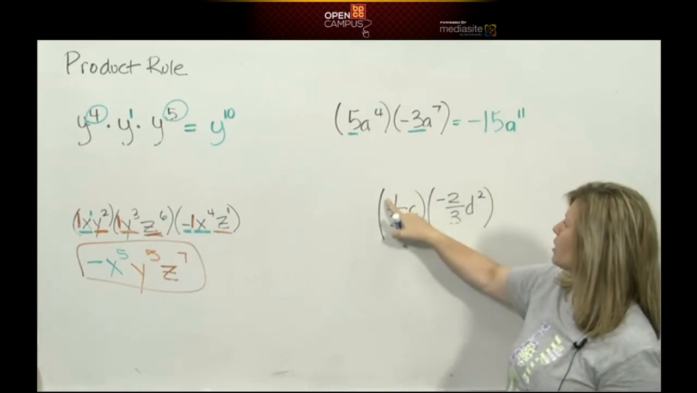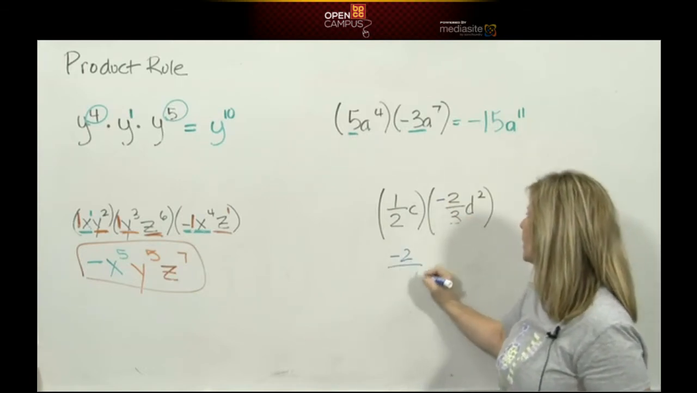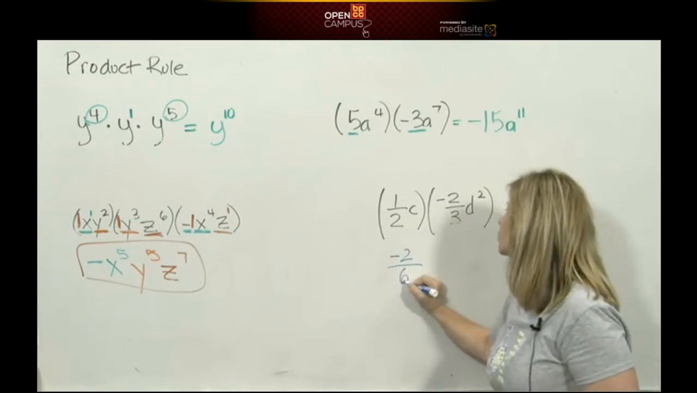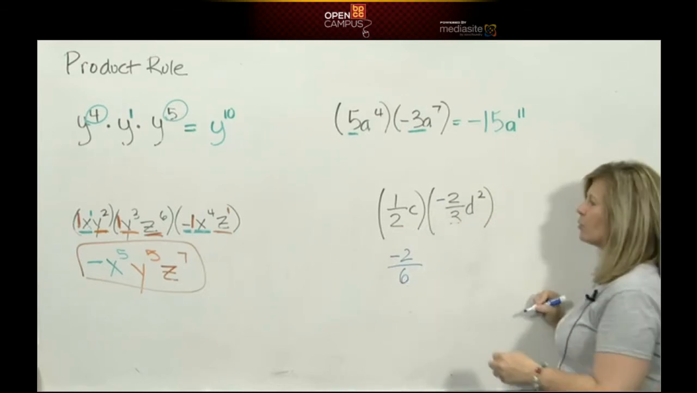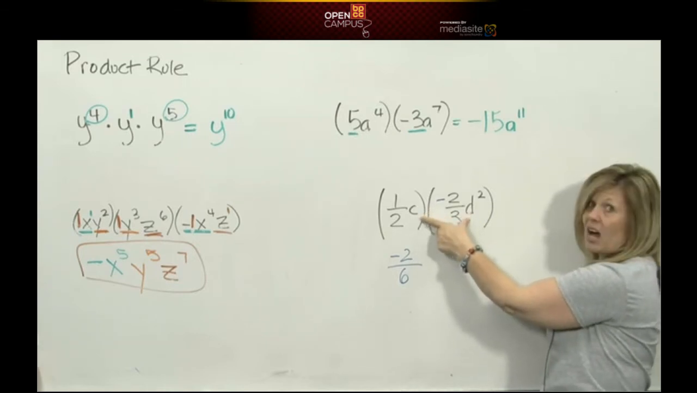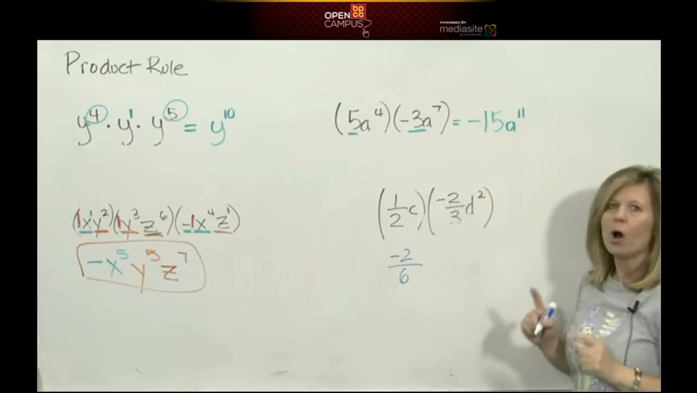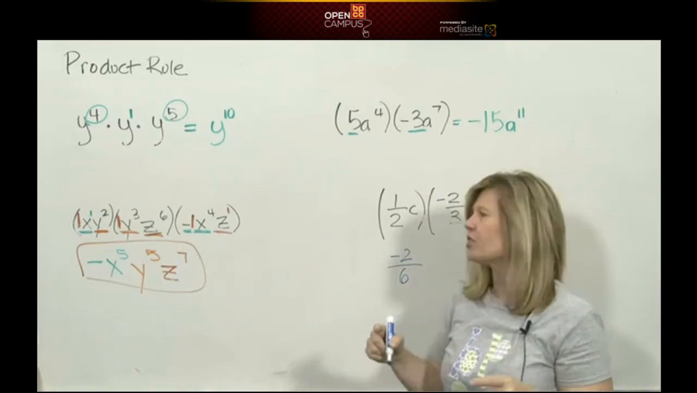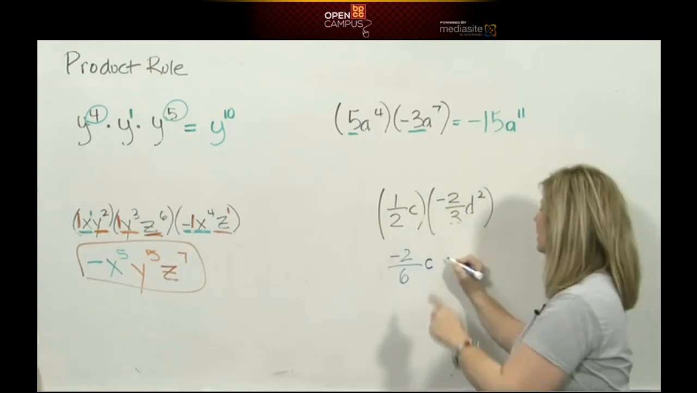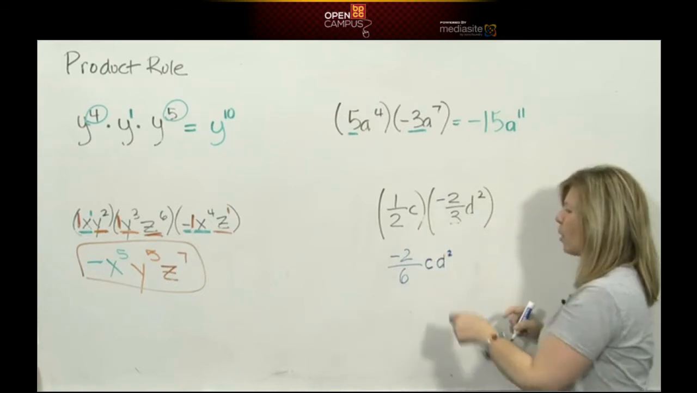So now we're going to do top times top. 1 times negative 2 is negative 2. Bottom times bottom. 2 times 3 is 6. Then we'll multiply the variables. Well, I have a C and I have a D. Those letters are not the same, so we cannot add their exponents. We only add exponents with variables that are the same. So we're just going to leave that a C, and we're going to leave that as a D squared. And they're in the middle of the fraction bar.